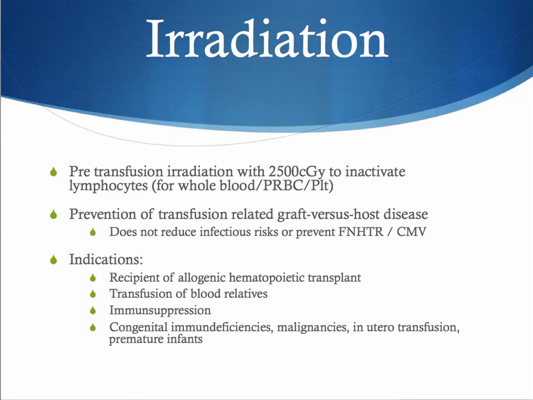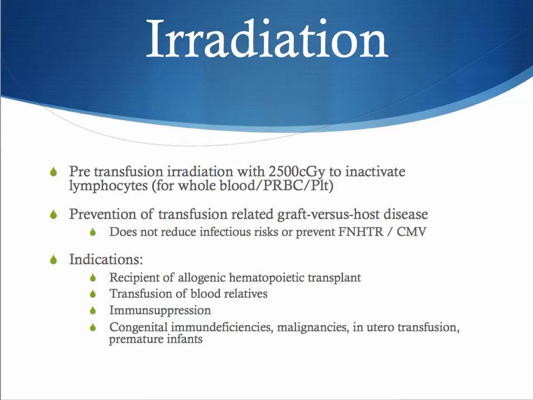The indications for irradiation are recipients of an allogeneic bone marrow transplant, immunosuppressed patients, so any kind of B lymphoma, status post chemo, you surely could make a point for it, or if there are any congenital immune deficiencies, malignancies, premature infants, or in utero transfusions. Also transfusion of blood relatives. Here, you can have graft versus host disease in an immune competent host.